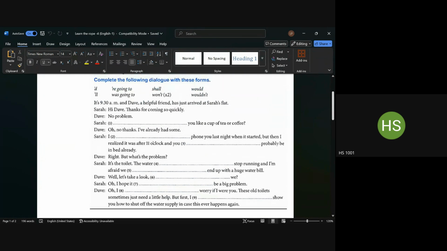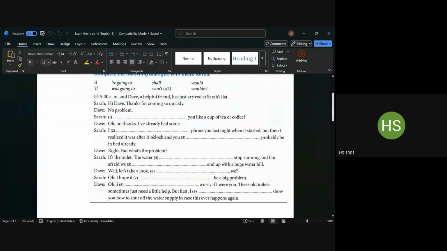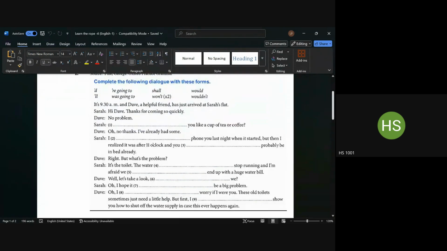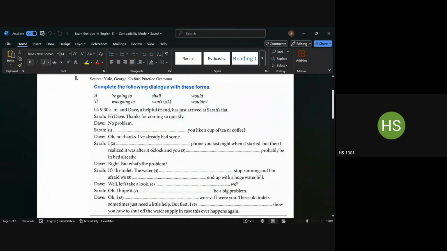So if you have no other questions, can we look at this exercise? This is from George Yule's book, I think it's called Advanced Oxford Practice Grammar. So this is a spread from that. You can refer to this book. It's actually a nice one if you want to practice some grammar. It's a little more advanced than what we do here, so some context might be a little off for you, but you can still try to solve some questions on specific topics that we have in the syllabus.